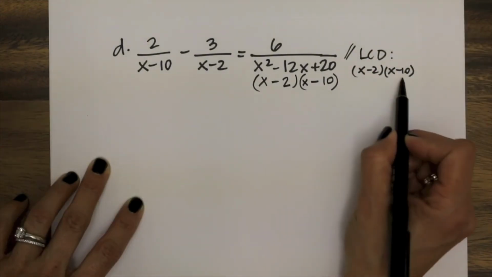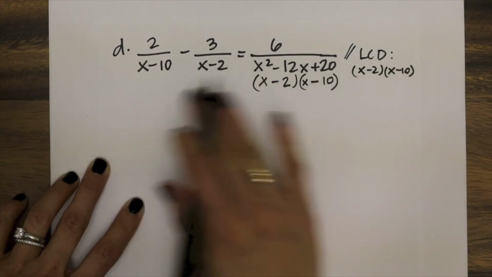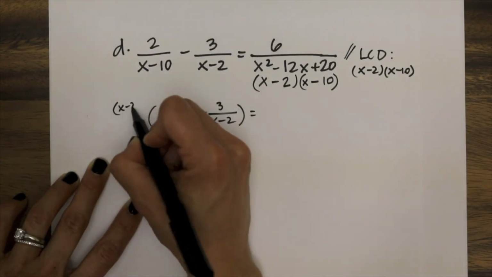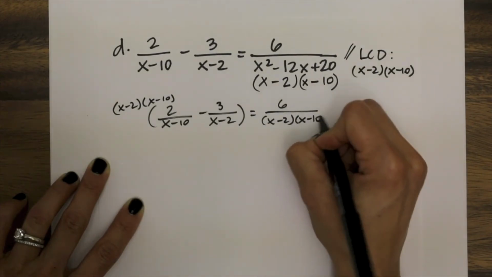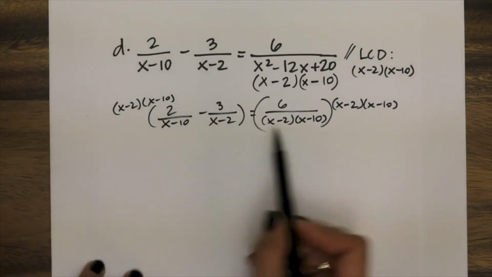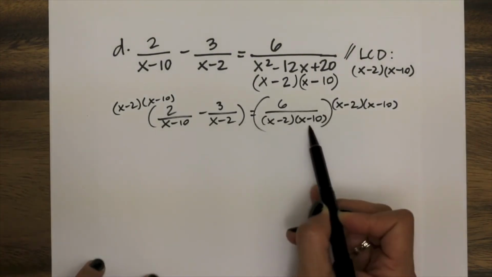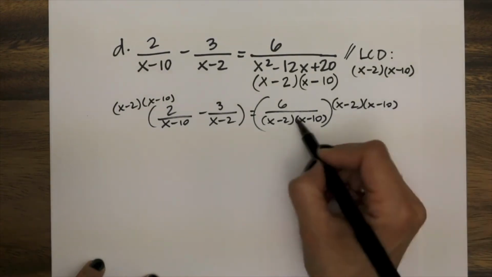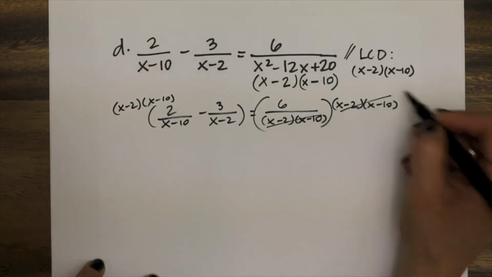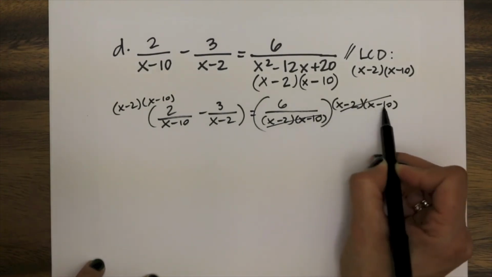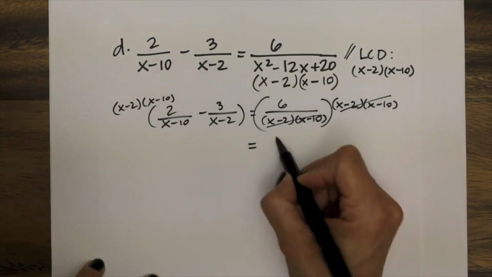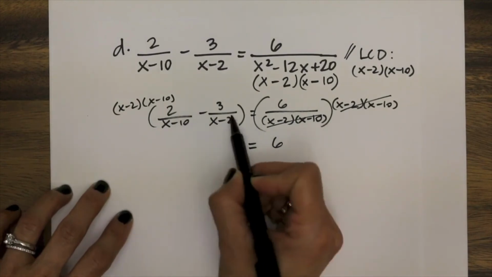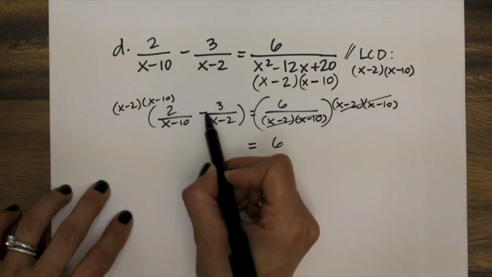Once you identify your LCD, you're going to multiply it to both sides of the equation. Don't forget, here this is just one fraction, so when we're multiplying this side by that quantity x minus 2, x minus 10, the whole denominator cancels with the whole LCD, leaving just 6. But on this side, we have to be really careful because there's 2 fractions. Again, it happens to be a minus this time.